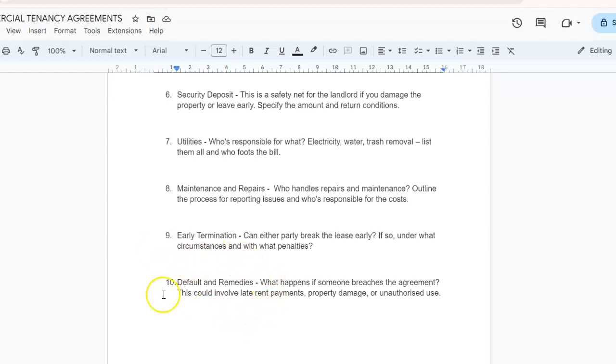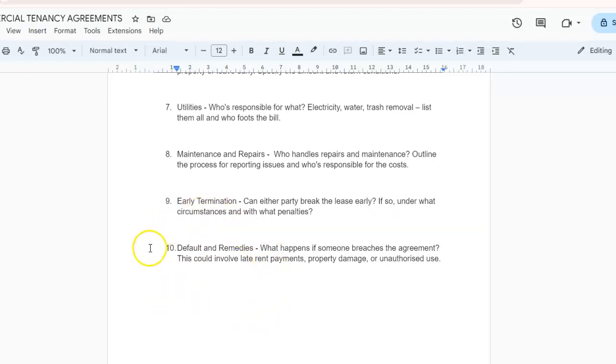And number ten, the final segment, you need to include a segment for default and remedies. In this segment, you need to state what happens in terms of a breach of agreement. So what happens if someone violates the terms of the agreement? You need to outline the consequences for late payments, unauthorized use of the premises, or damage to the property. You also need to state dispute resolution here, specify how disputes arising from the agreement will be resolved. Will it be through mediation, arbitration, or court action?